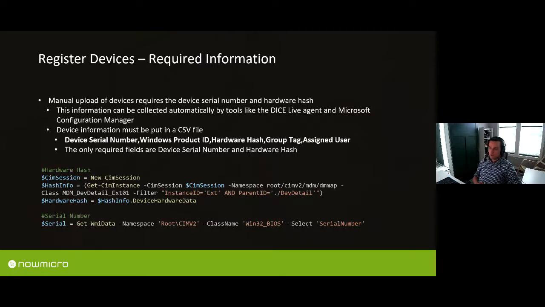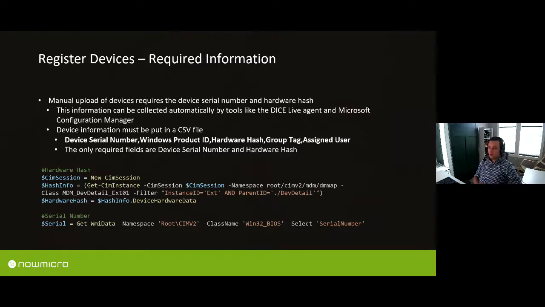So yeah, again, the only required headers are hardware hash, serial number, and Windows product ID, but you only actually have to fill out device serial number and hardware hash. So really the two pieces of info you need are the device serial number and the hardware hash. And again, both of those values can be collected by tools like Configuration Manager and Intune, but you can also pull the information directly from a system using PowerShell. I've included a few example PowerShell commands at the bottom of this page to get both pieces of information.